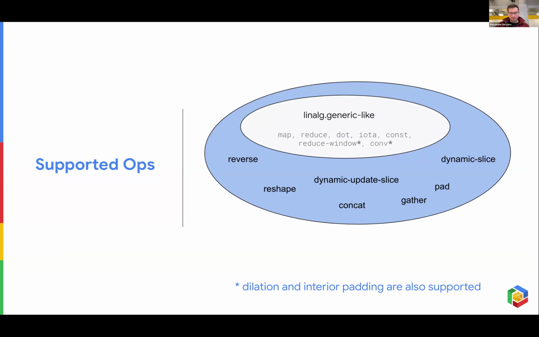And that covers everything that we needed for emitters, at least. But in XLA GPU, matmuls and convolutions don't go through emitters. They go through cuDNN or through Triton. So, yeah.